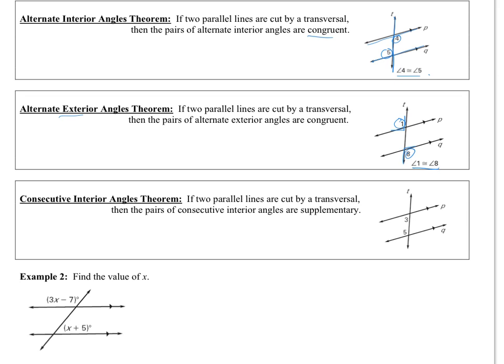And then we have the consecutive interior angles theorem. So if two parallel lines are cut by a transversal, then the pairs of consecutive interior angles, for example angle 3 and angle 5, are supplementary. So we can write measure angle 3 plus measure angle 5 will equal 180 degrees.